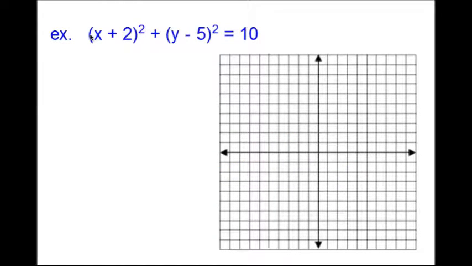Alright, so now we're looking at it again. This equation looks a little bit unique. And again, hopefully not too unique. As soon as you see the square on both the x and the y, that should, again, hopefully let you know that you're dealing with a circle.